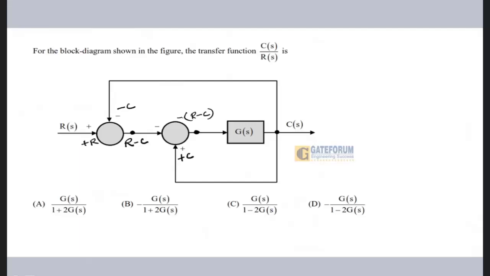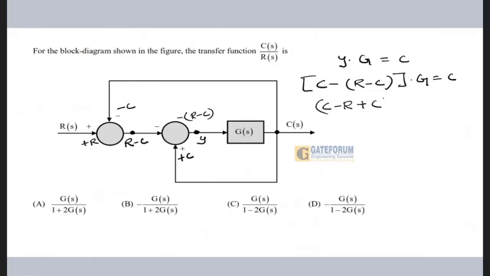So finally what will this variable be? If I consider this variable as y, then y into g will be equal to c, yes or no? And what is y? y is c minus (r minus c), into g is equal to c. So here I am getting (c minus r plus c) into g, and that is equal to c. So I'm getting (2c minus r) into g is equal to c.